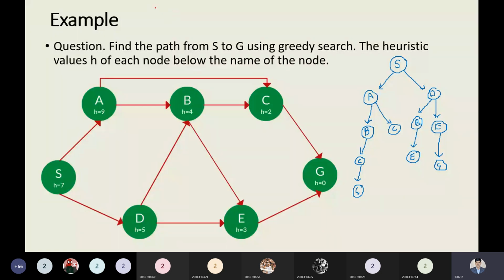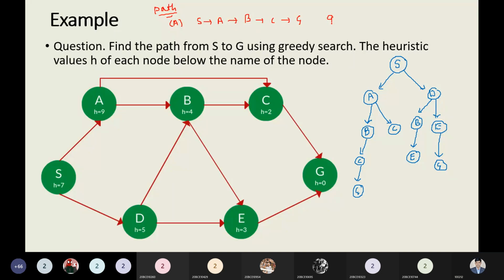If we talk about this point, we have a path. I'm just writing here so you can understand. We have two paths that go from S to G directly. First path: S to A to B, and B to C, and C to G. If we talk about this path with the help of the heuristic cost, S to A we have 9.